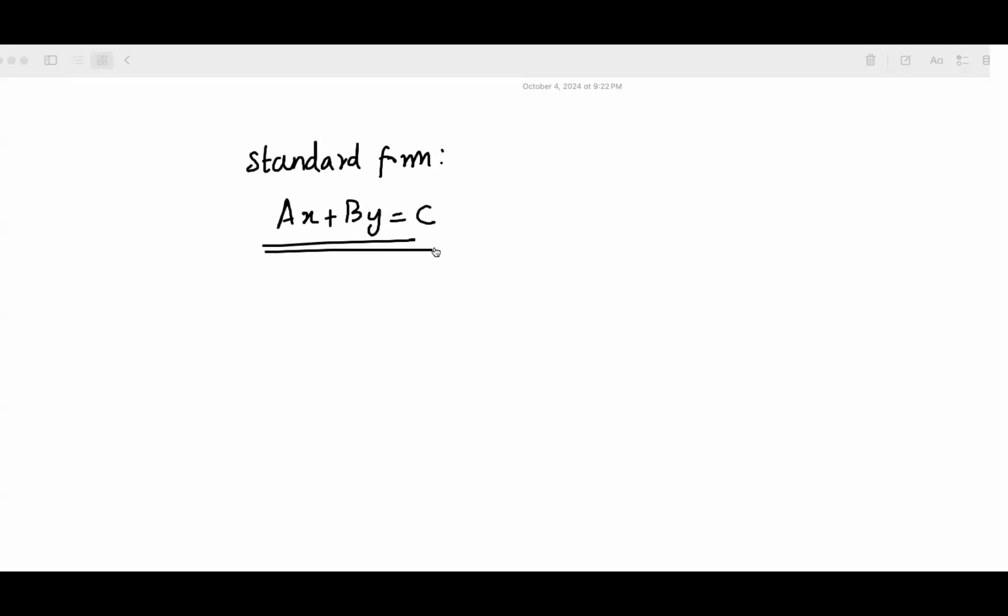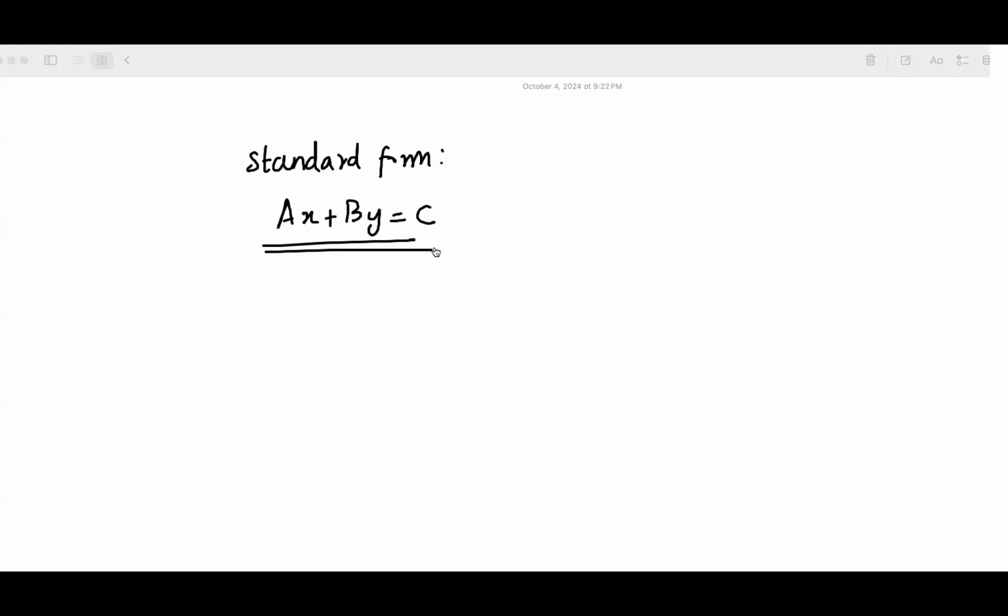Yeah, 3x plus 4y. A and B can't be 0, so it can't be the origin. X comma Y is the point on the line. That can be 0, so X and Y can be the origin. But A and B are numbers. You see what I mean?